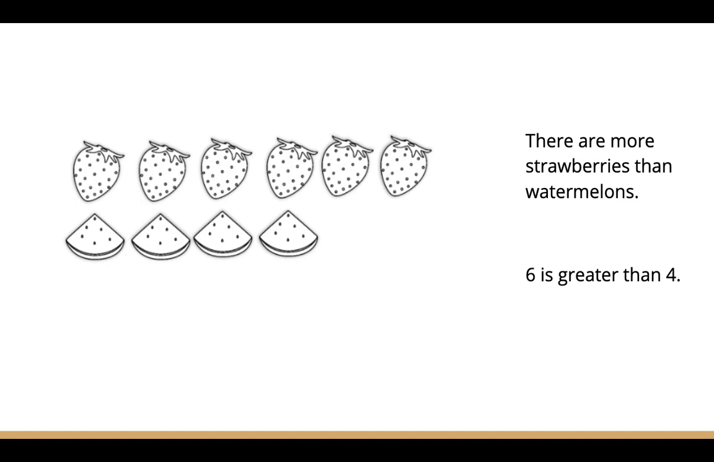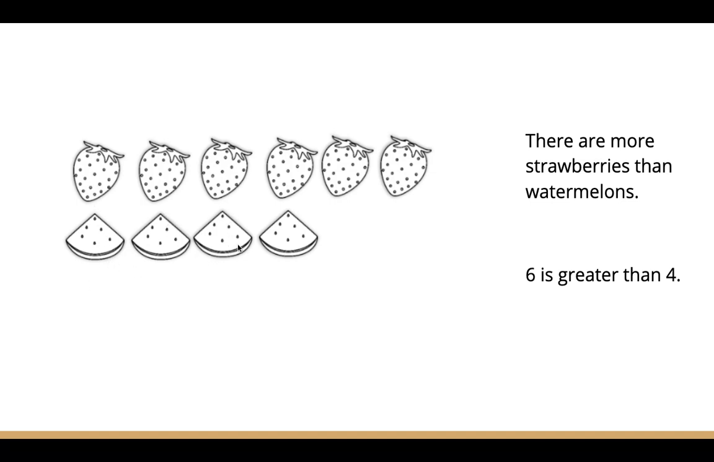So in this picture, we have a set of strawberries and then a set of watermelon slices. So if we count, we see that we have six strawberries and four watermelons. And we talked about this in class that when we compare two things, it's easier to see which one we have more of or less of when we line them up with a buddy.